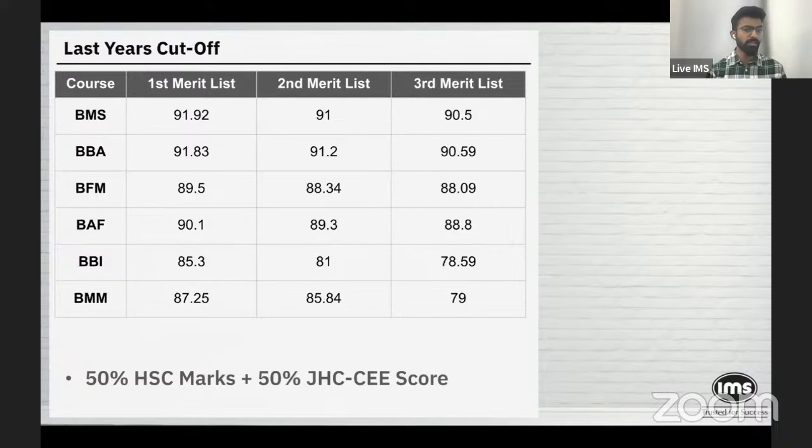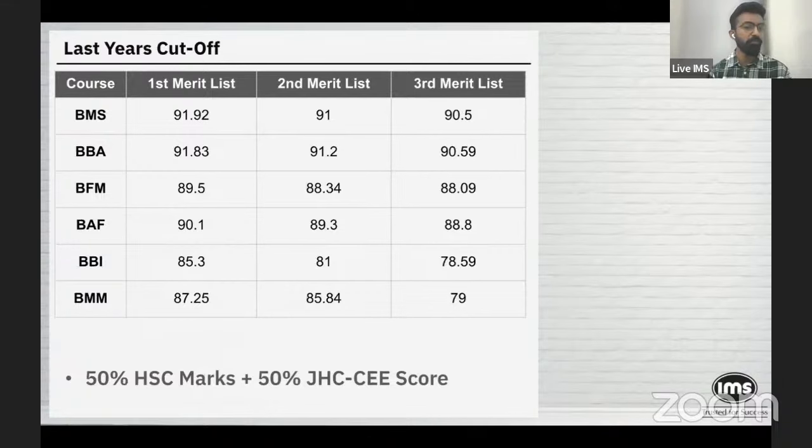Now, based on last year, and this is from JaiHind's official website, the cutoff for BMS in the first merit list was 91.92, second merit list was 91, third merit list was 90.5. In BBA again, we saw the first merit list at a very high cutoff of 91.83, second merit list at 91.2, and third merit list at 90.59. So across BMS and BBA, we see that the cutoff doesn't go down very much. It almost stays constant, decreasing by just 0.9 or 0.1.